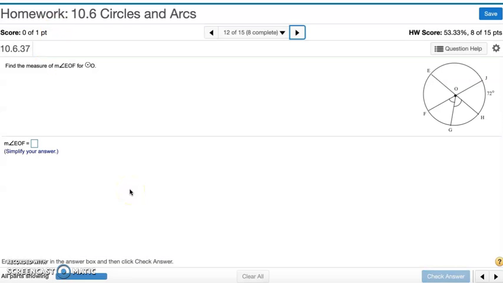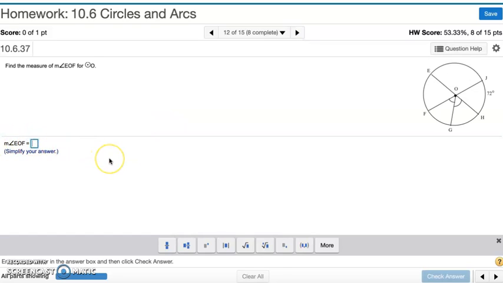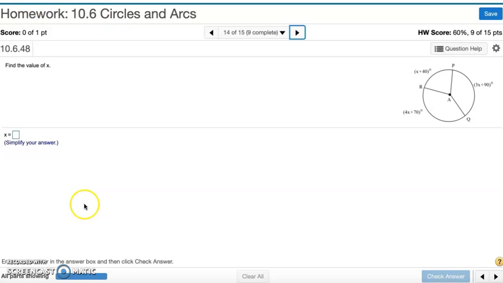Number 12, find the measure of angle EOF for circle O. Now, since this is a vertical angle to this, EF will have the same measure as JH, so EOF is going to have an angle of 72. And that's number 12. Number 14, find the value of X.